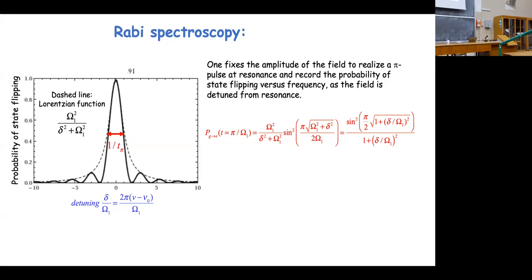When you plot this, the probability of flipping the spin as a function of delta, you get this kind of curve. This is just plotting this function as a function of delta. And what you find is a resonance with a frequency width exactly equal to 1 over the pulse duration.